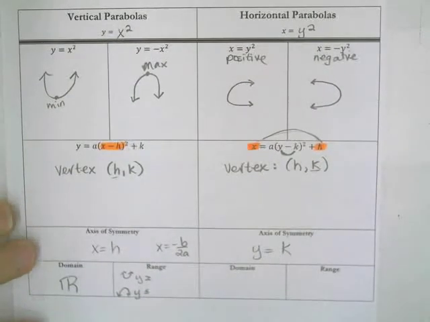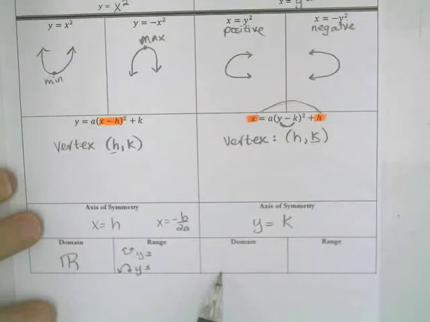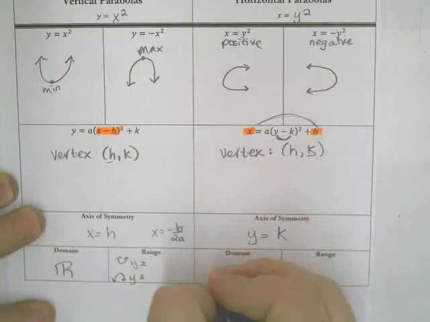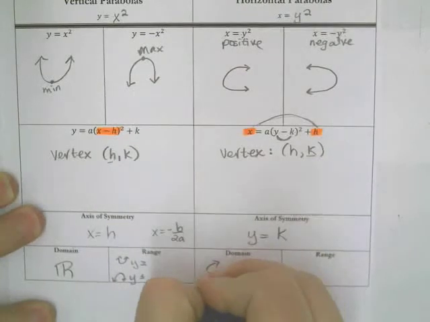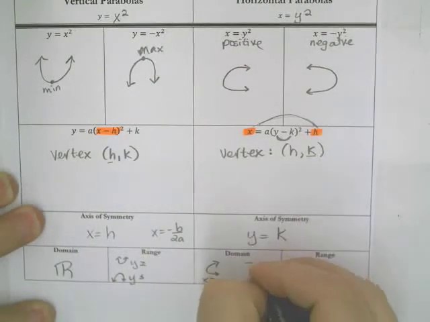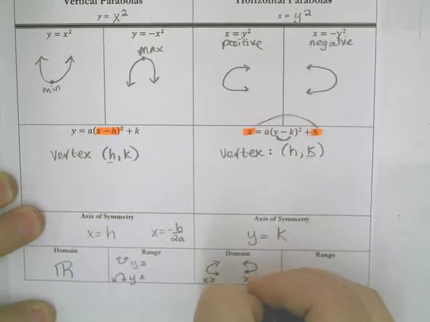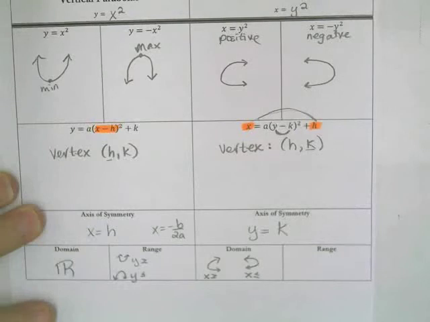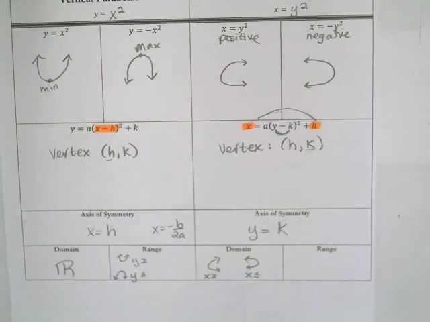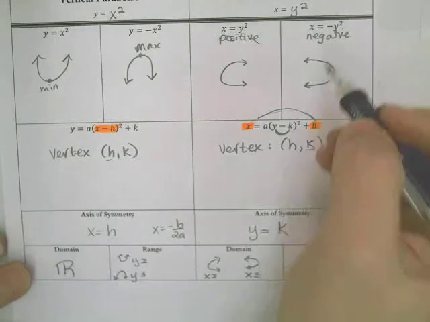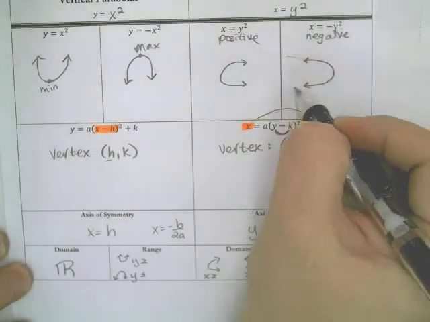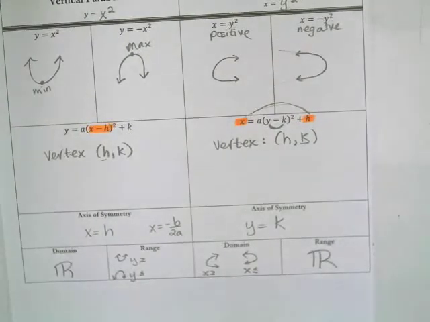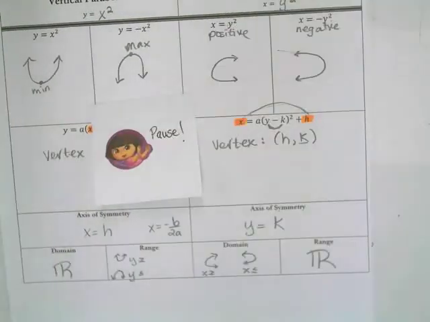Okay. The domain for horizontal is how far does it go to the left and right? Well, these only go to the left or the right. So if I go to the right, it's an x is greater than. But if I go to the left, it's an x is less than. So you have to look and see where these are to see if it goes to the right or to the left, which will tell you if it's greater than or less than. The range for these, though, these go up. They don't look like they go up, but those arrows are going to keep going and going forever. So the range for these are all reals. Okay. So I'll put the little Dora pause on to make sure you're caught up.